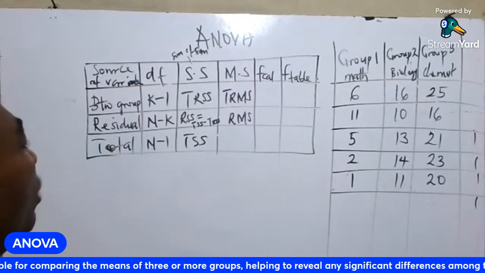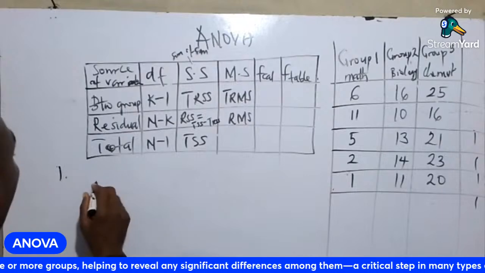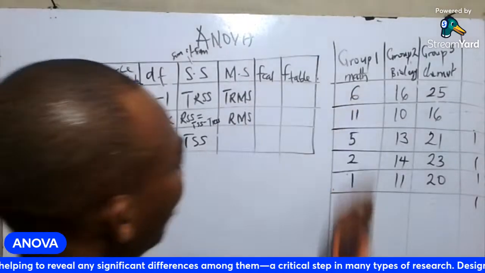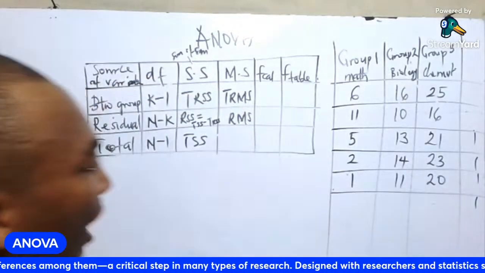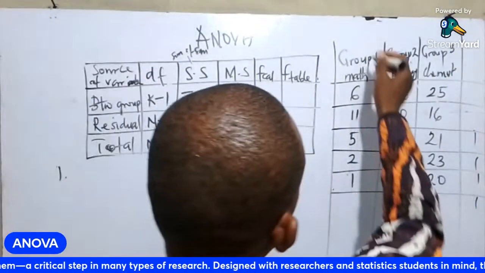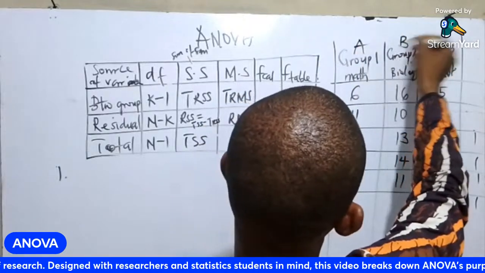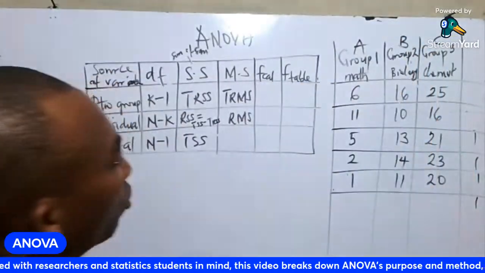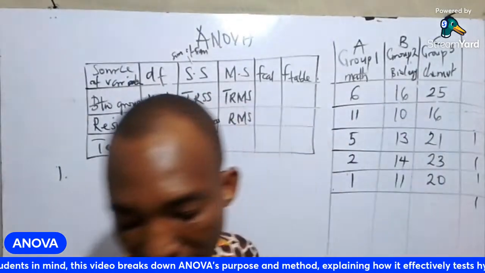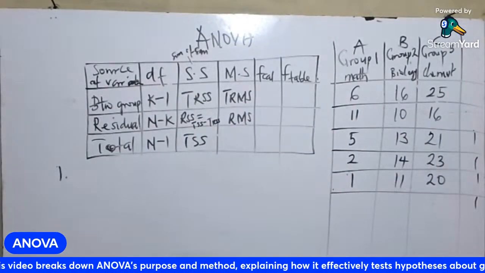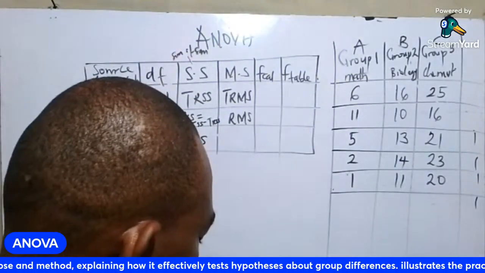The first thing to do here, step 1, is to calculate the grand total. Let me call this group 1A, call this B, and call this one C. So the grand total for this, we do this together. I want those of you joining us online to work it with me. So let's add it together.